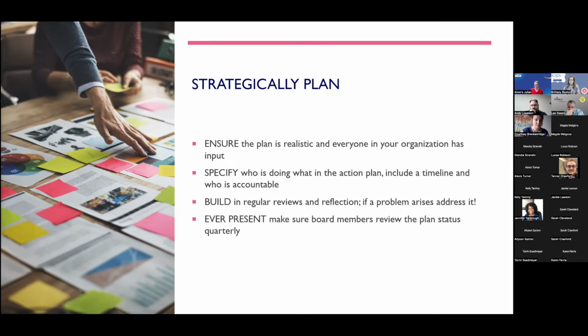Make sure your funder knows what those changes are. Make sure you're aware of whoever your program officer is, the term that's used in most cases. Who are you assigned to report up to? And then, ever present, make sure your board members review your plan status quarterly. So keep those board members aware of what's going on. They don't necessarily need to know every single specific detail, but they do need to understand that big picture of what's going on and where they need input.